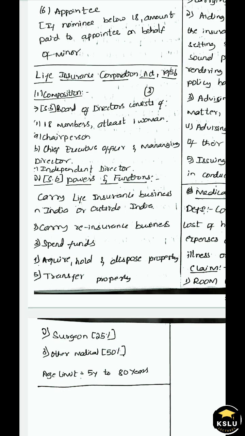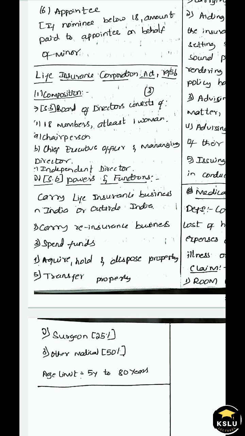The next important concept is the Life Insurance Corporation Act 1956. So Life Insurance Corporation LIC composition. Section 3 says that it consists of a board of directors. So the board of directors consists of 18 members, and among those, at least one is a woman. Those 18 members consist of a chairperson, chief executive officer and managing director, and then there is an independent director.